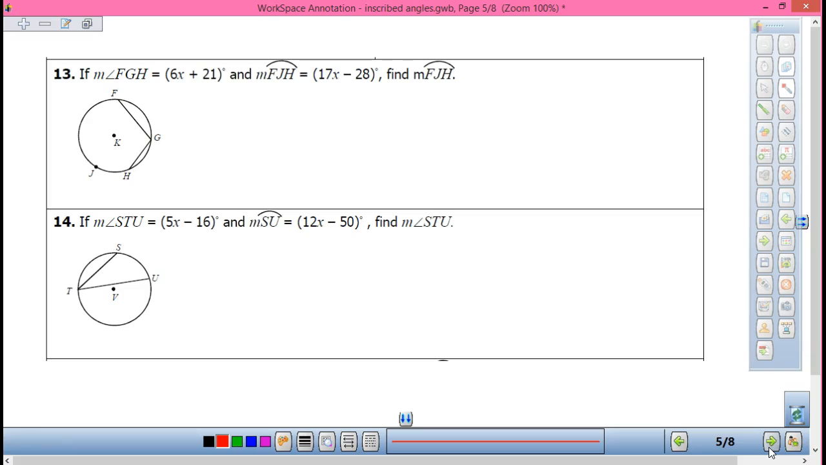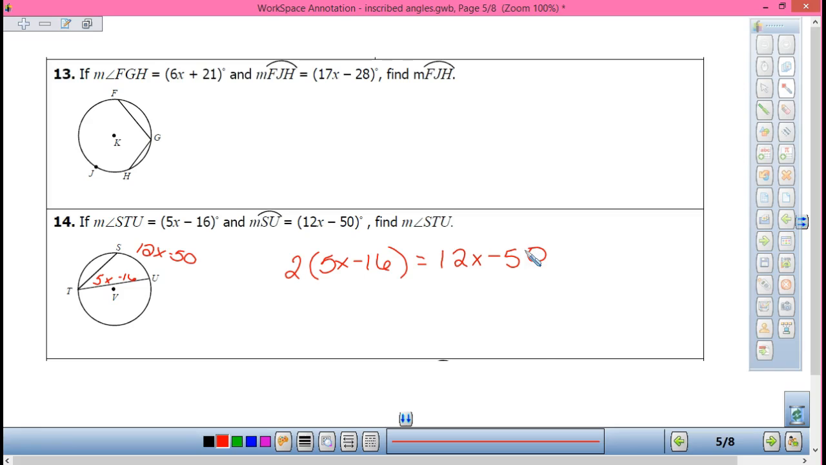STU. Okay, so if the angle STU is 5x minus 16 and the arc is 12x minus 50, how are we going to set this up? The angle is how much of the arc? Half of the arc, or what do I usually have to do with the angle? Multiply it by 2. So 2 times (5x minus 16) equals what? 12x minus 50.